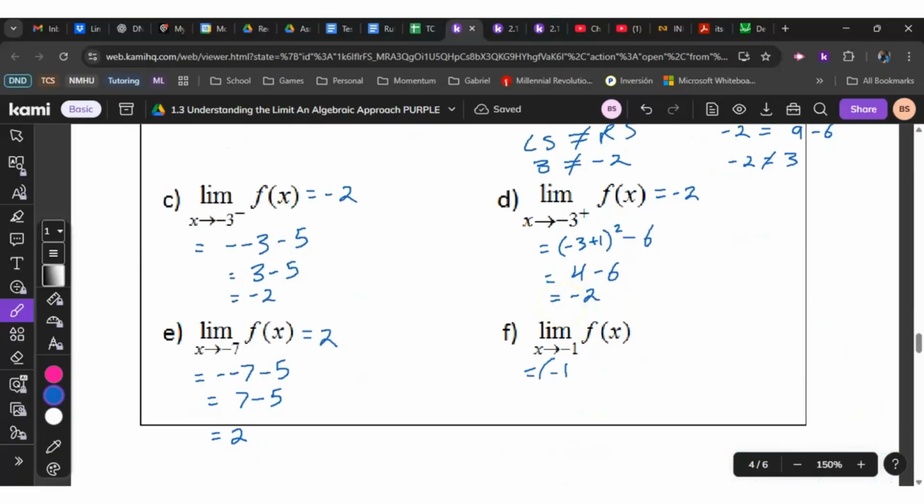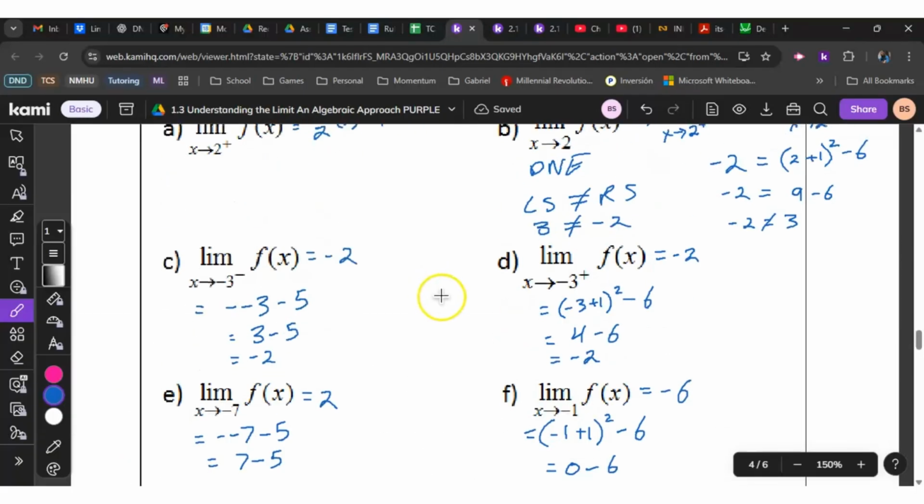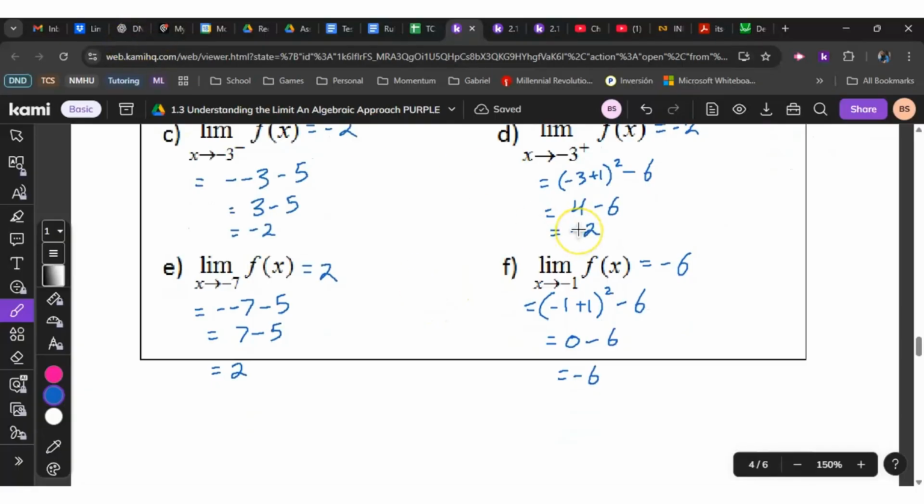So this is going to be (-1 + 1) squared minus 6. What's -1 plus 1? 0. 0 squared is 0. So it's just 0 minus 6, or -6. Okay? Kind of makes sense? Hopefully. Awesome. All right, guys. After that, it is just the practice problems. You do still have 17 minutes, so you can probably get a good chunk, if not all of them, done. Okay?